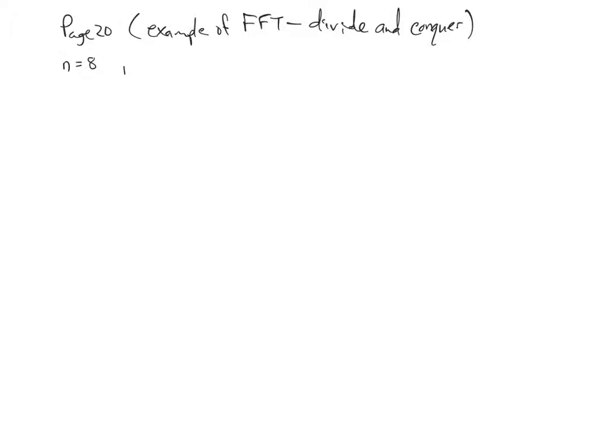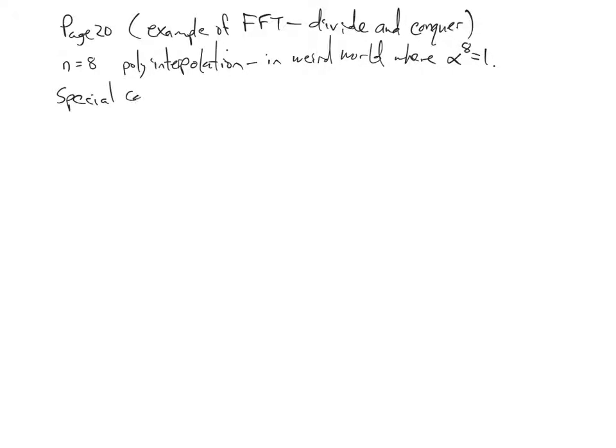So we're really just doing polynomial interpolation, like we talked about with the method of undetermined coefficients, but it's in a weird mathematical world where alpha to the 8th is equal to 1. That'll come up later. But what we've seen is we're in a special interpolation case where we're taking each xk equal to alpha to the k.